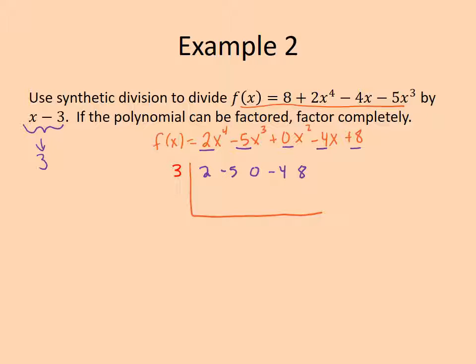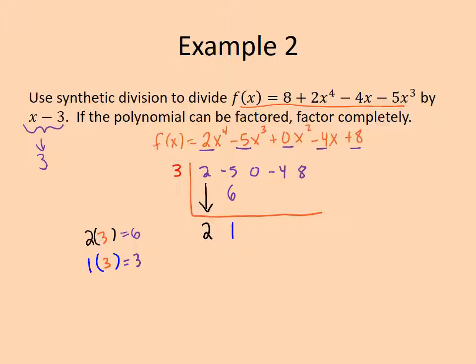Now remember, the first thing you do in synthetic division is you bring down the first number. So we're just going to bring down a 2. And then you take that first number and you multiply it by the number on the outside. So I'm going to take 2 and multiply it by 3, which gives us 6. The 6 gets placed underneath the -5. Now I add down. You always add down. So I have -5 plus 6, which is +1. Now I take that +1 and I multiply it by the number on the outside, which in this case is 3. When I do that multiplication, I get +3.